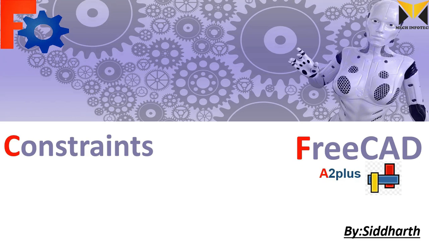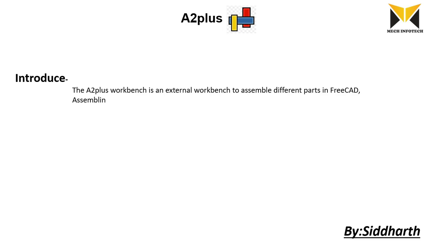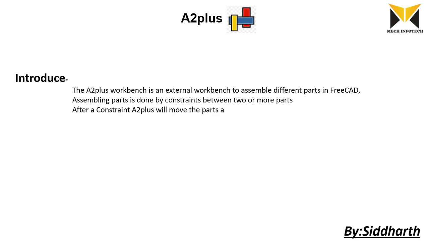Today I will teach you constraints in FreeCAD A2plus. Now what is A2plus? The A2plus workbench is an external workbench to assemble different parts in FreeCAD. Assembling parts is done by constraints between two or more parts. After constraint, A2plus will move the part according to the constraint if possible. And in A2plus, we will discuss many different constraints after some time.